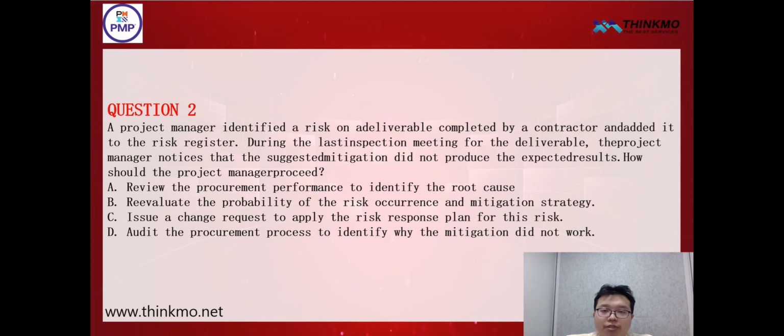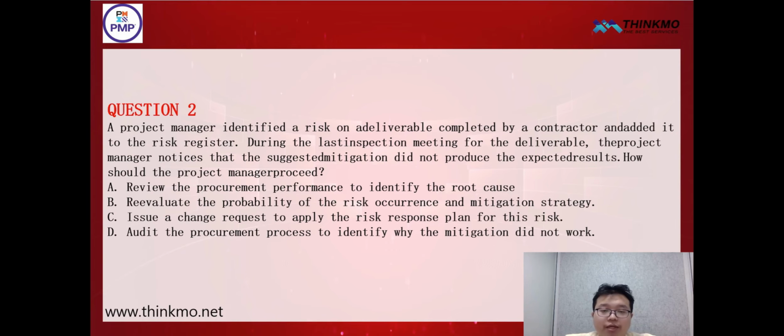Actually, they all seem reasonable. Basically, none of these four options are wrong. In fact, these four options are indeed not incorrect, but which one is better? You can think about it. What kind of situation are we in right now? At this point, the risk has already occurred. And since the mitigation measures have not achieved the expected results, what should we do?